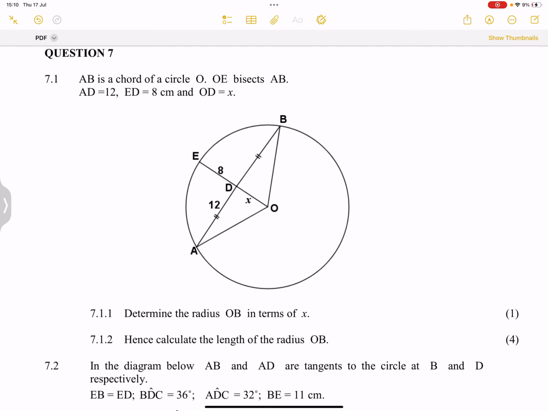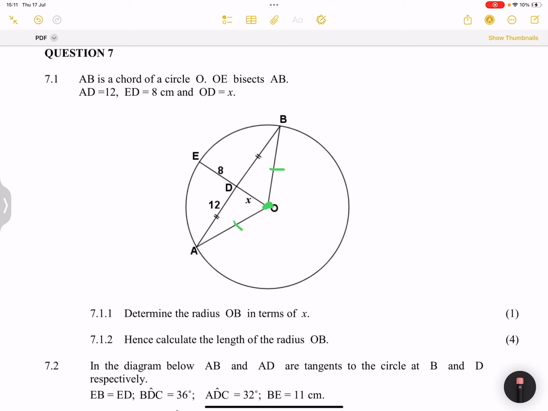All right, let's quickly have a look at question 7. They say AB is a chord of the circle with center O. So we know if we've got a center, we've got our radii, and OB should be equal to OA, should be equal to OE, that entire side over there. That's still a radius. Now, what else do we note in that case? They say to us AD is 12 units, ED is 8 centimeters, as well as OD is equal to X. All right, now let's get into it.